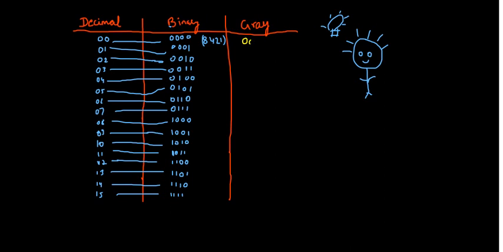So first is 0000. It is a very obvious one. Now the next one is 0001. Till this point everything is the same, right? Now in the next form, 0011. No, I have not written anything wrong. This is the gray code, remember?